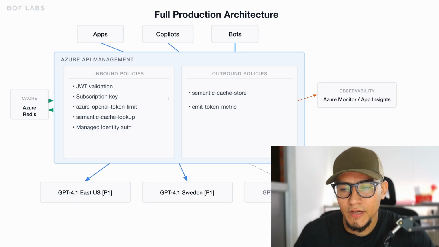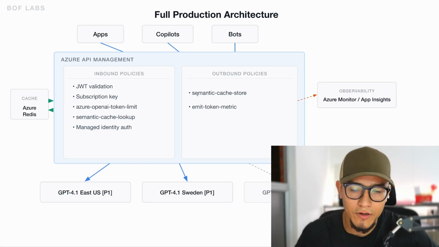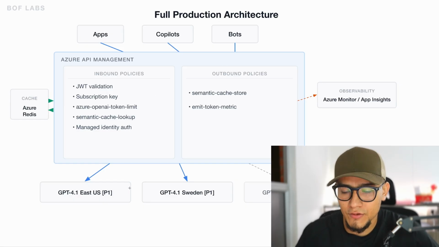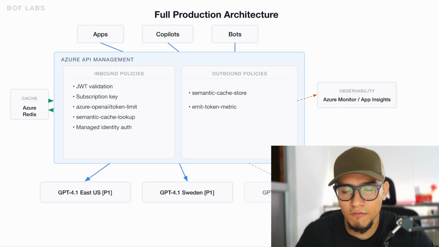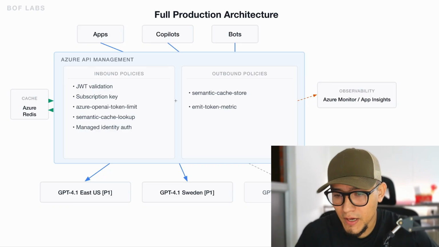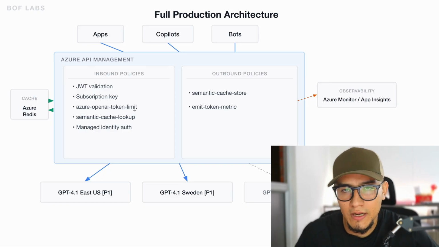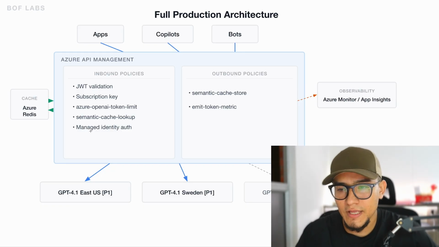Now let me put all this together into this full picture architecture. At the top, we have our applications. We'll connect directly to Azure API Management instead of the Azure OpenAI deployments. Inside Azure API Management, we have defined different policies at the inbound and outbound level. For inbound, we have JWT validation or subscription key, depending on which method we decide to use to authenticate to Azure API Management. We have the Azure OpenAI token limit that we saw to isolate tokens per each application. We have semantic cache lookup to reduce the token consumption using semantic search. And then we also have the managed identity authentication to the backend using the identity of APIM.